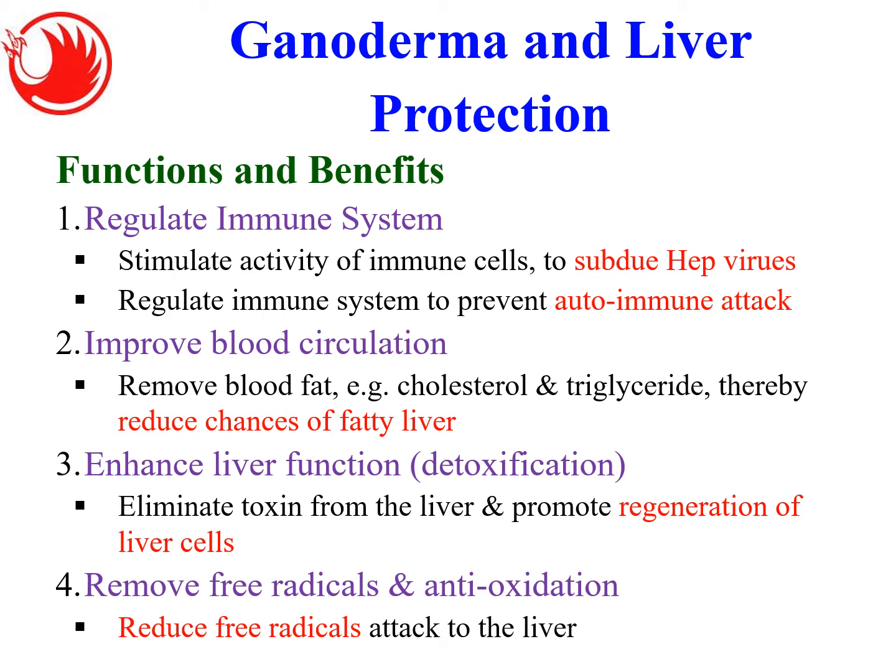Number 4, remove free radicals, antioxidant and anti-oxidation. It reduces free radicals from attacking the liver cell, so the liver can be protected. Free radicals can cause damage to DNA. They are linked to many diseases, such as diabetes, heart disease, or cancer.